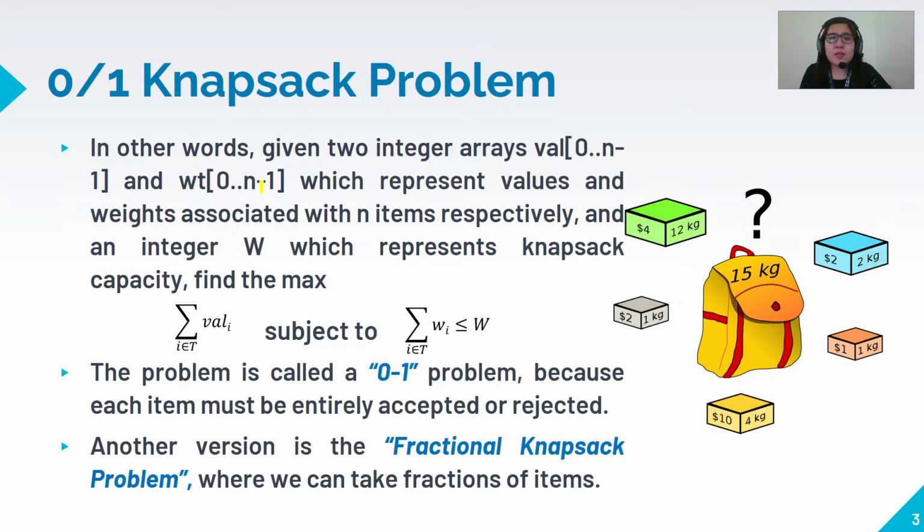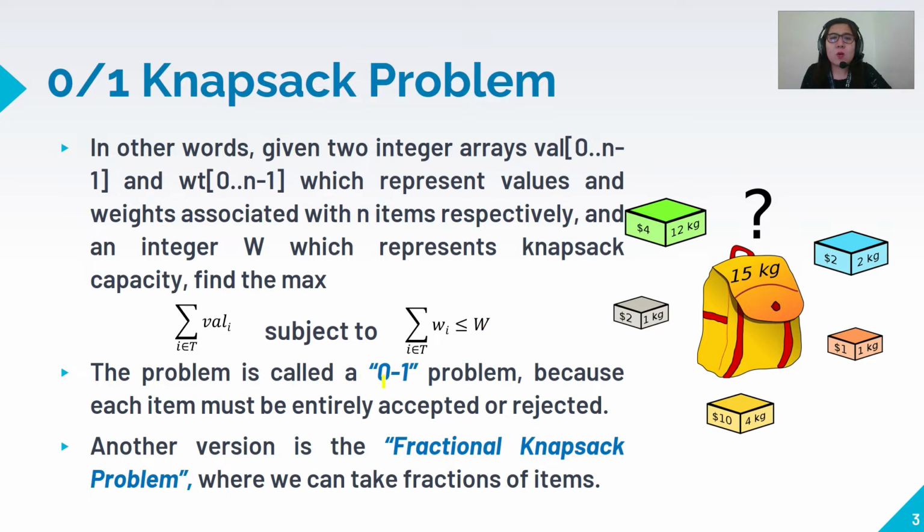So in other words, given two integer arrays, value and the weight, which represent values or profit and weights associated with N items respectively, and an integer W, which represents knapsack capacity. Find the maximum summation of all of the profits or values subject to the weight of the items being lesser than or equal to the weight or capacity of the knapsack.